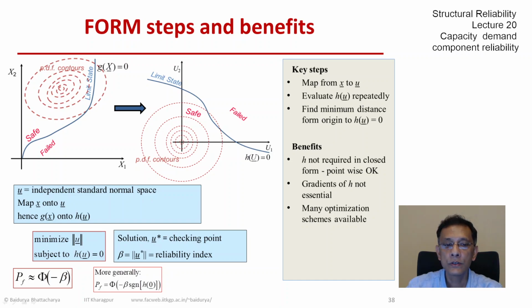There are many optimization schemes available, I mentioned, and we have to choose one. We are going to talk more about that point. Then in the FORM analysis, in the end, if you map the U star, the checking point, back to the basic variable space, that gives us X star in the basic variable, the physical variable space. That can be very useful in design. We will talk about that later.